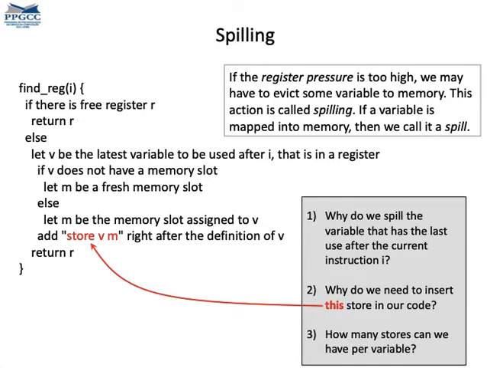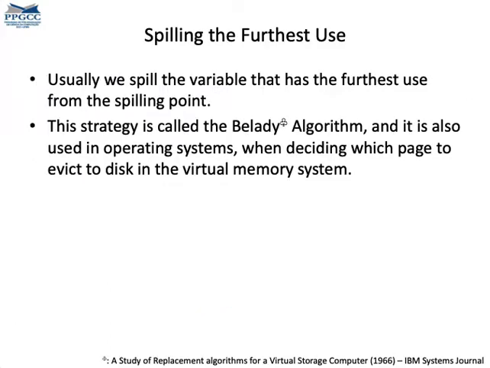By the way, once we spill a variable, we need to map it to memory. We do it by choosing a memory address for the spilled version of that variable, and we use a store operation to copy that value to memory.